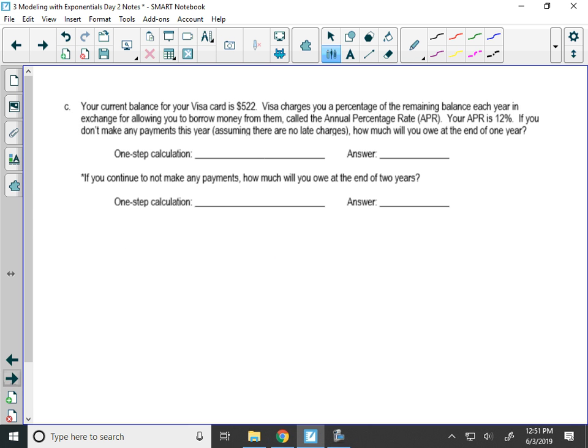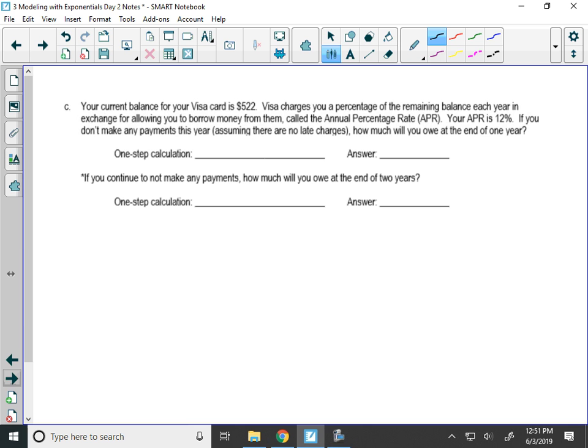All right, last one, then we'll do some modeling. You have a Visa card and the balance is $522. Visa charges you a percentage of the balance each year in exchange for you borrowing money, right? They don't just magically have the money, they're loaning you money for your credit card. It's called your APR, the annual percentage rate. That's the tax you have to pay if you don't pay back your loan. So your APR is 12%.